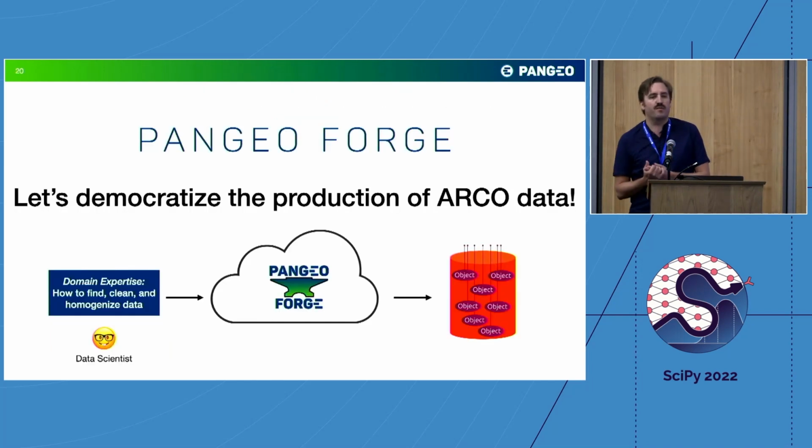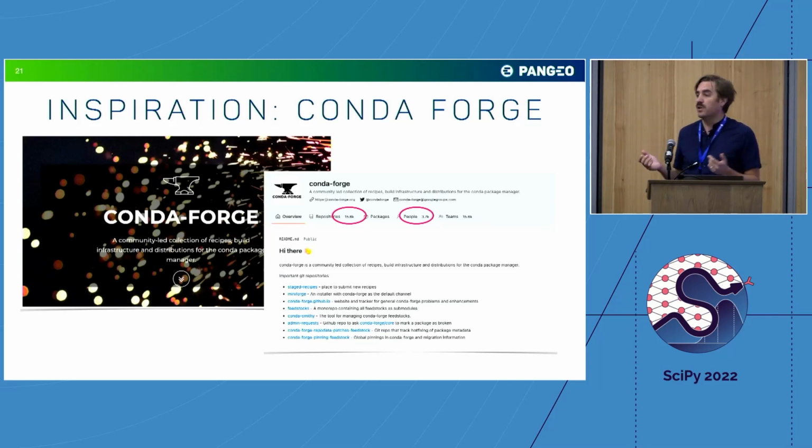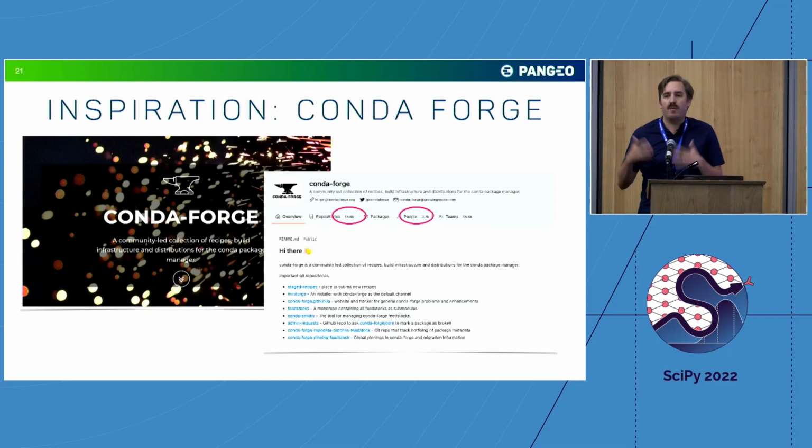So this is what Pangeo Forge is all about. The goal of Pangeo Forge is to allow anyone in the world who wants some analysis-ready data in the cloud to produce that data set without having to have a lot of specialized knowledge or a lot of resources. It's directly inspired by Conda Forge, right? Conda Forge really democratized and opened up the production of Conda packages by creating a cloud automation platform that just made it so that anyone could contribute a recipe for a Conda package. So we're explicitly trying to copy that pattern, but with data.